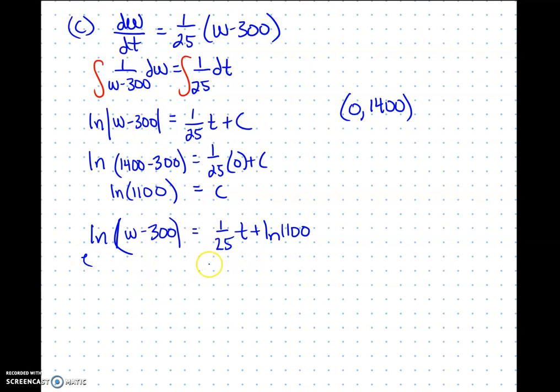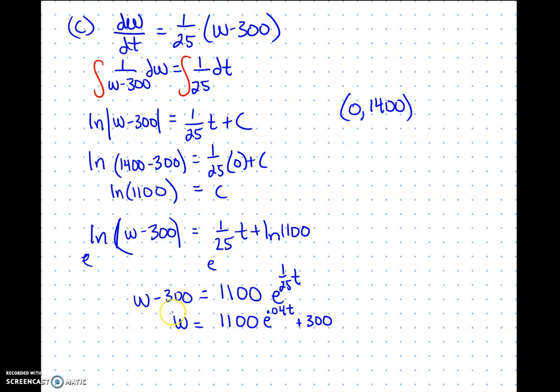Now I have w minus 300 equals 1100 e to the 1 over 25t. And finally, this thing I can solve for my w. Here's my particular solution. I'm going to write it as a decimal just because it looks better, but it doesn't really matter if you did that. There's my particular solution solving for w.